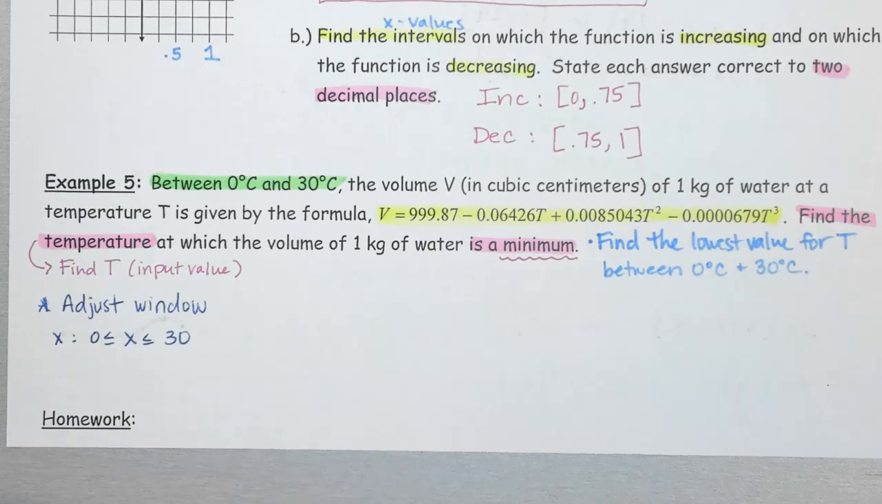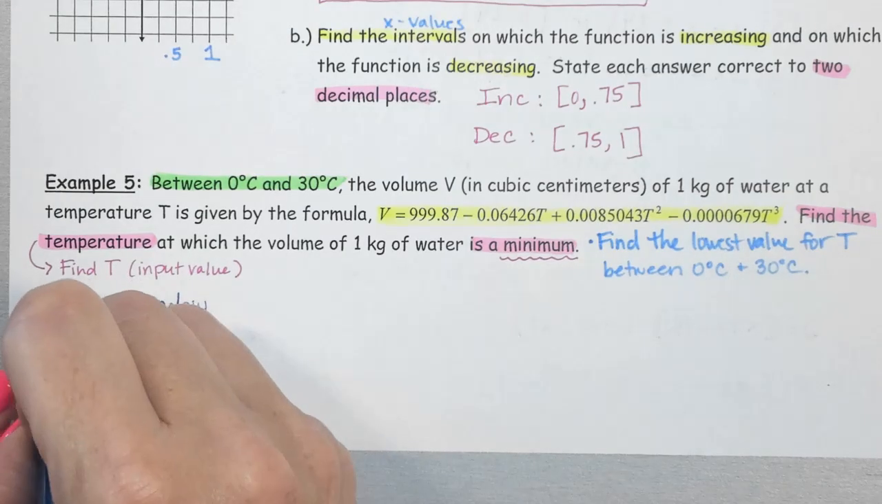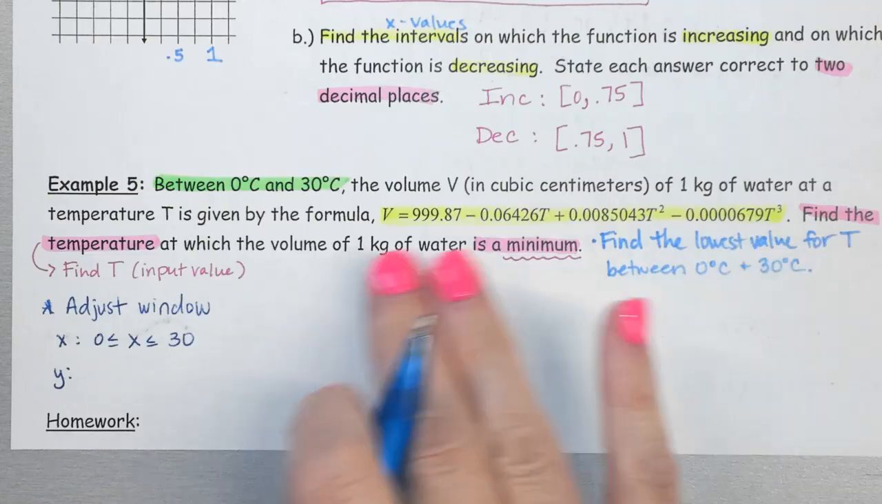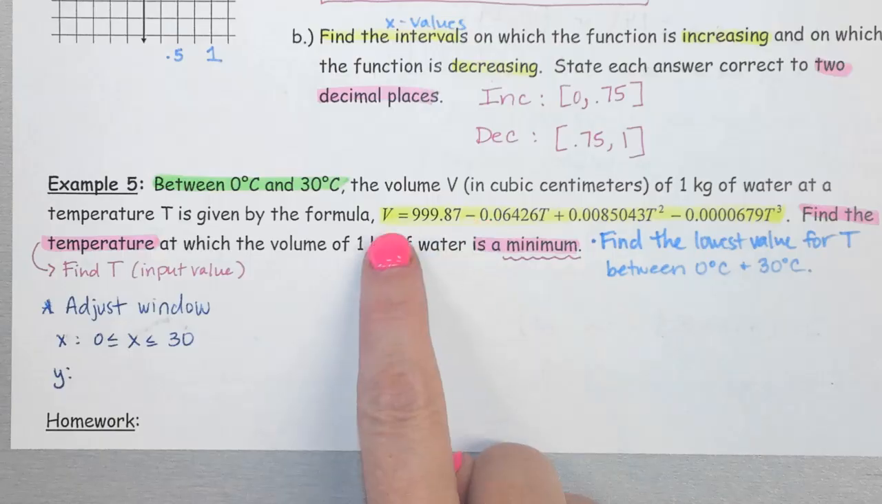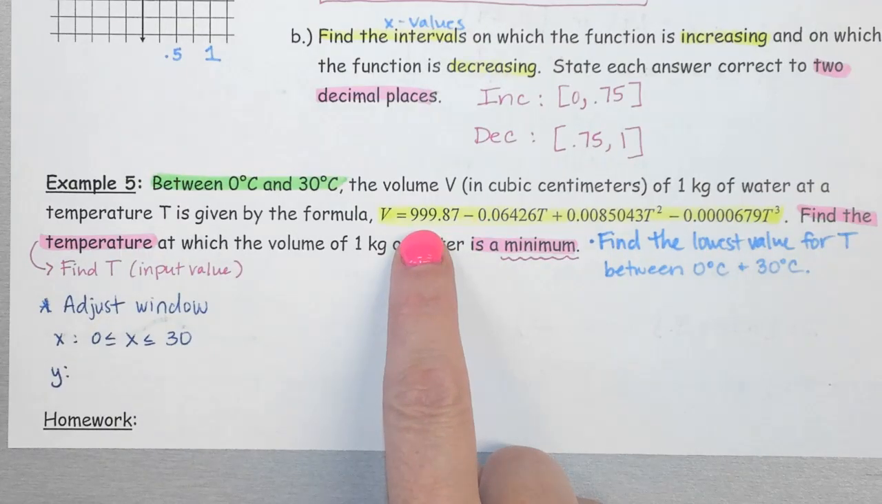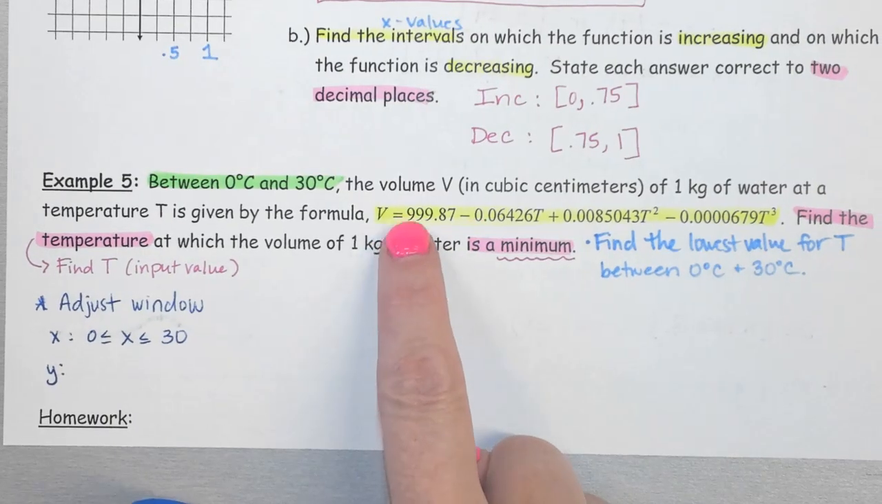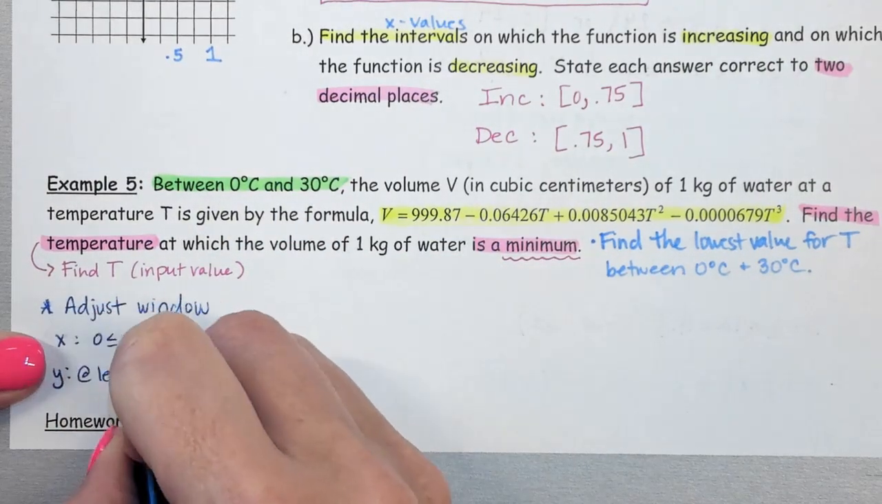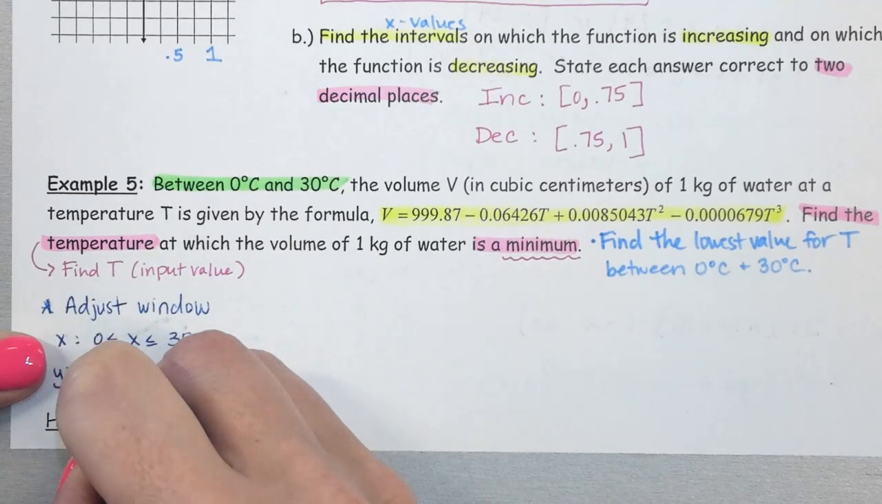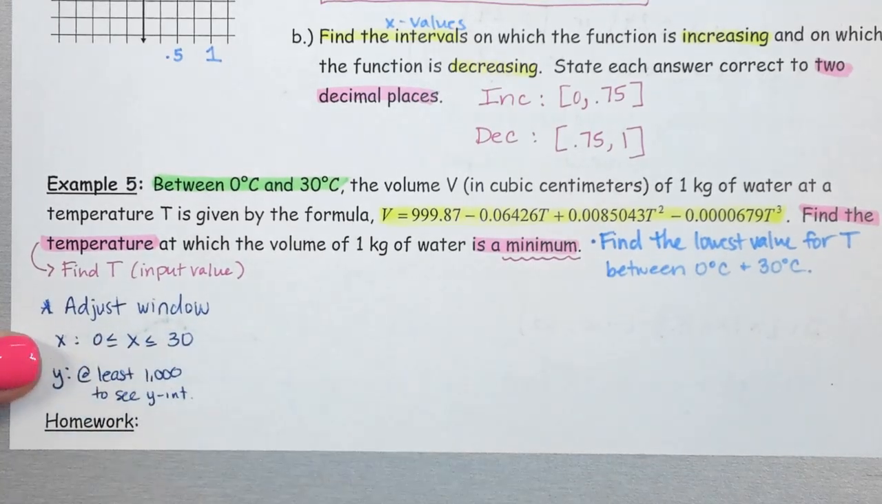And then when you're thinking of a window for this, without even graphing it first, what is a value that we know is going to be on there? What's a value I can find right away from the equation? Yeah, you can always find your initial value, right? If you plug in 0, we know that this is your y-intercept. So when you're thinking of your y, I would go to at least 1,000 to see the y-intercept.